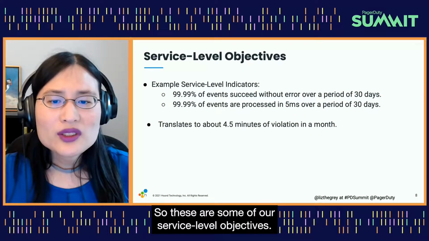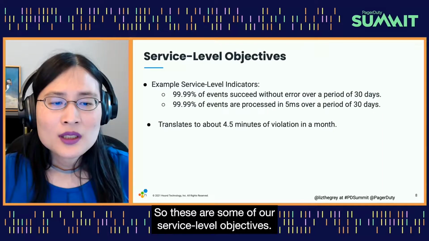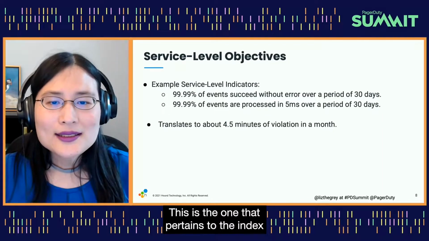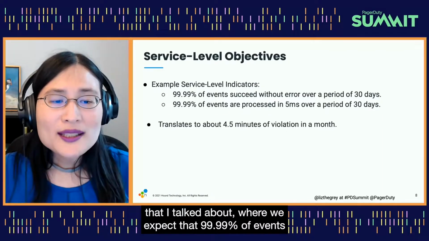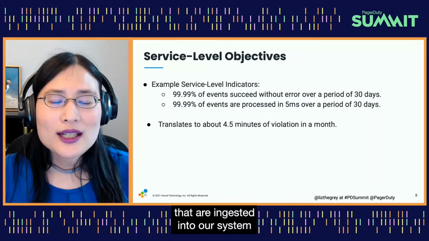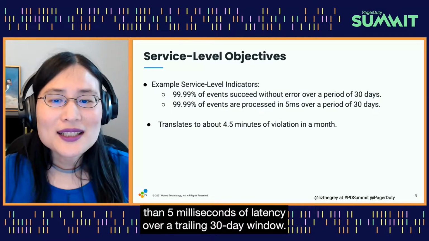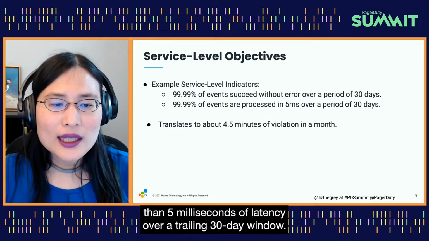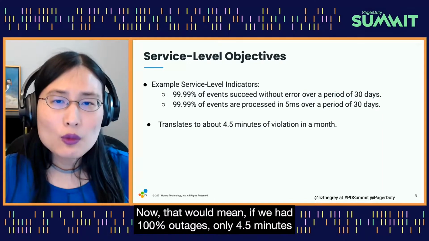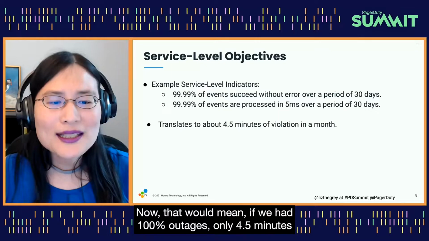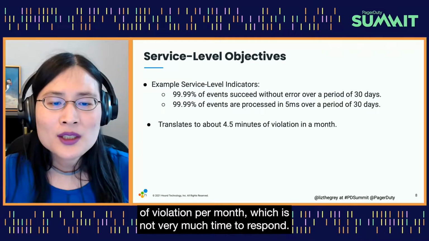So these are some of our service level objectives. This is the one that pertains to the ingest that I talked about, where we expect that 99.99% of events that are ingested into our system are successfully ingested with less than 5 milliseconds of latency over a trailing 30-day window. Now, that would mean if we had 100% outages, only 4.5 minutes of violation per month, which is not very much time to respond.